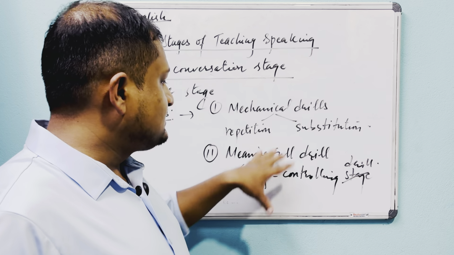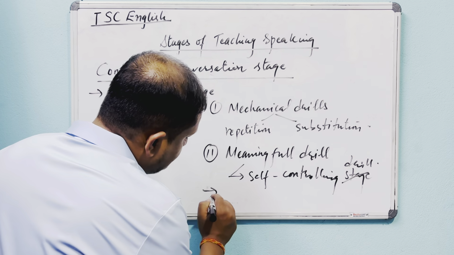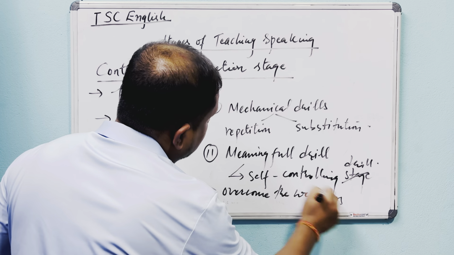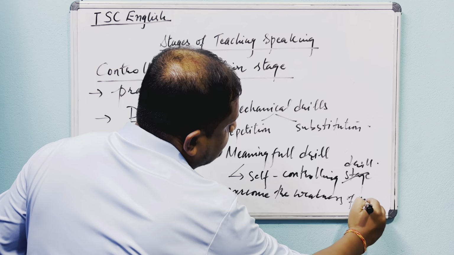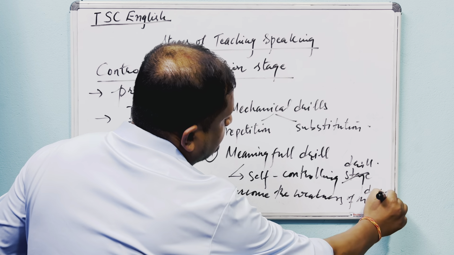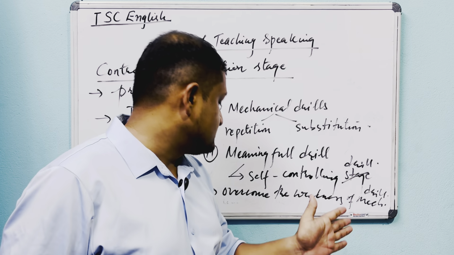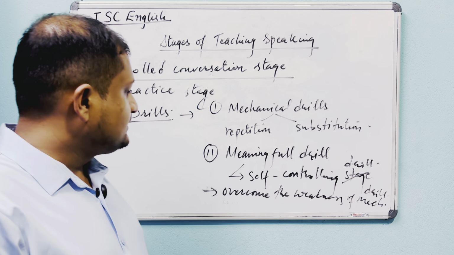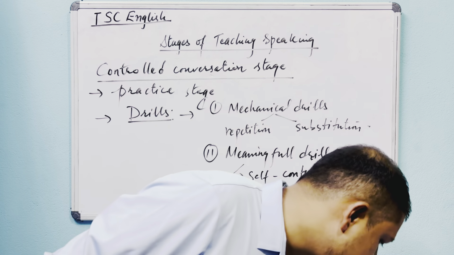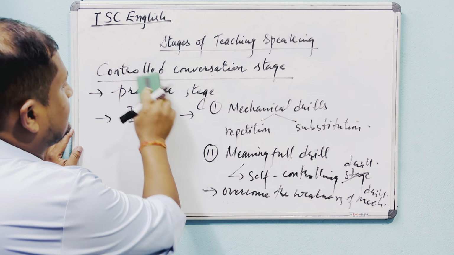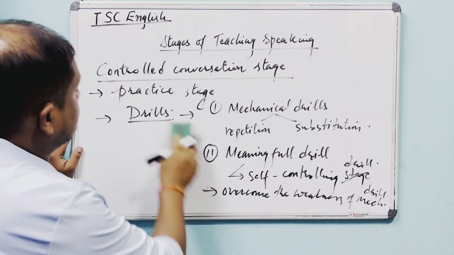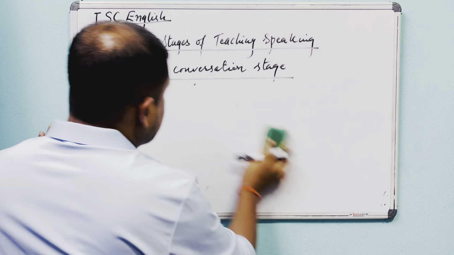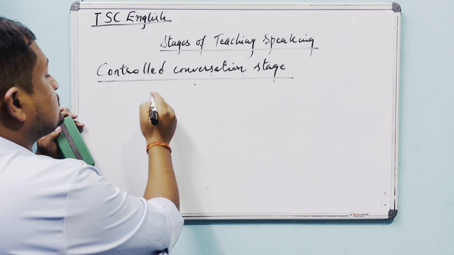This is a bit advanced, and this is expected to overcome the weakness of mechanical drill, the first type of drill we just discussed. The second is meaningful drill. And the third one, we're discussing the second stage, and within that we are discussing the third stage, that is known as discourse chain.